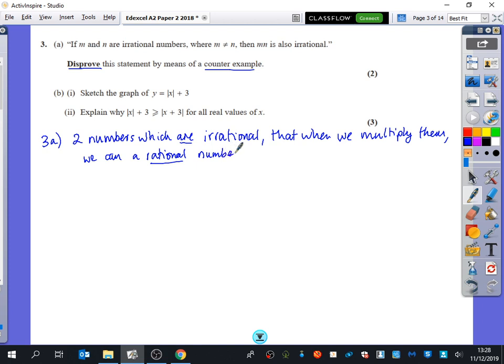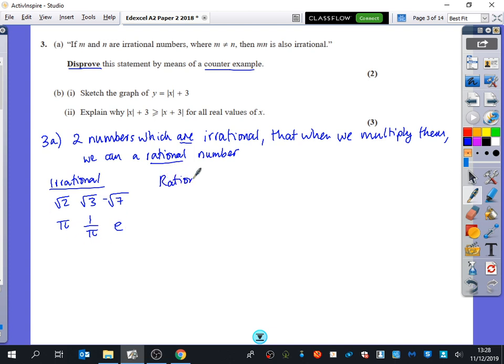Because the thing that we are trying to disprove is that when you have two irrational numbers, you then multiply them and you get another irrational number. Why don't we show that you can actually get a rational number? So I'll give you a few examples of some things that are irrational, okay? Here are some irrational numbers. The square root of 2, the square root of 3, minus the square root of 7, pi, 1 over pi, e. Any of these things are irrational.